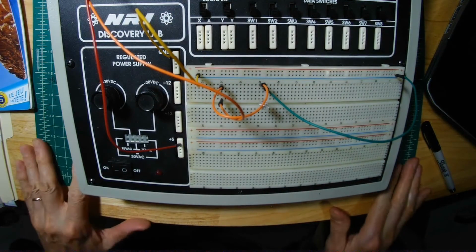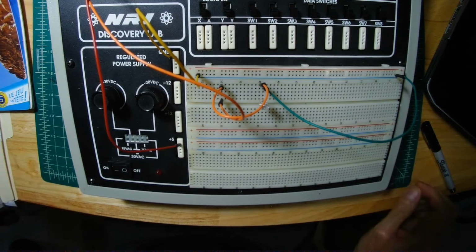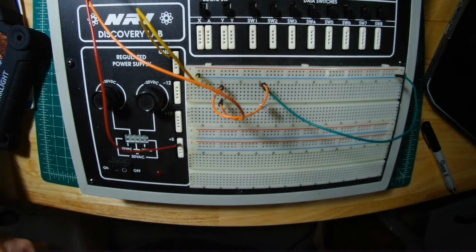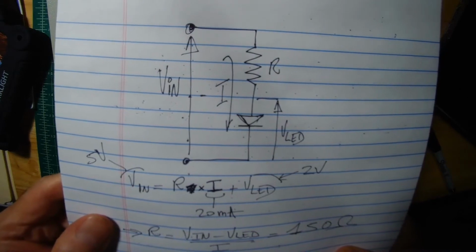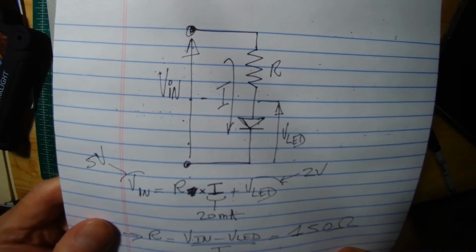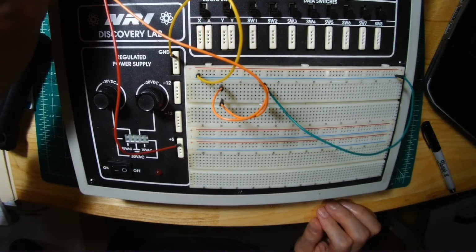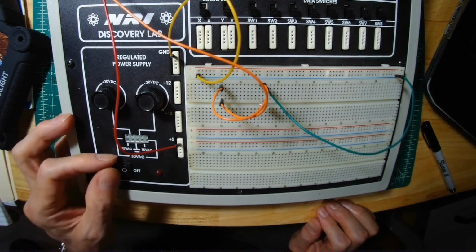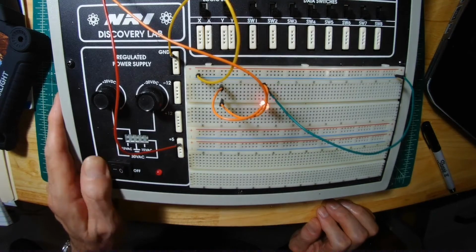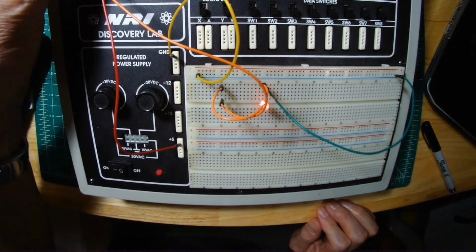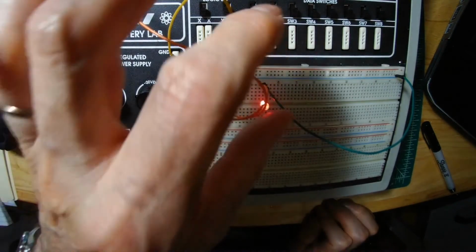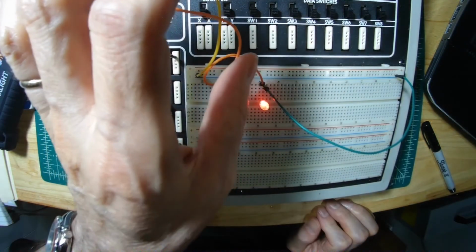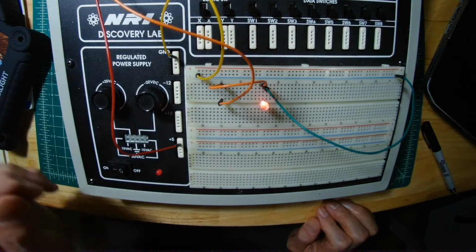Okay, I hope you can see, but it's exactly this thing, but R has been replaced by the pot, used as a variable resistor. Okay, so let's fire it up. At 1K it's already lighting up. That's great.